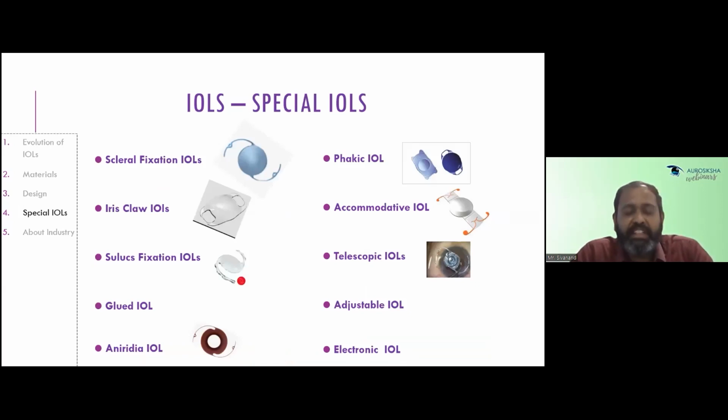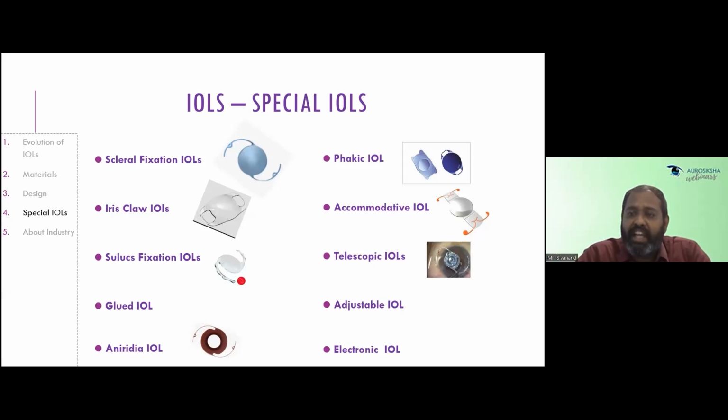And just for information, there are very many types of special IOLs. Scleral fixation lenses are kept when a lens cannot be placed in the bag. There are iris claw lenses, which are clipped on to the iris. Sulcus fixation lenses are placed between the iris and the bag. You have glued IOLs, aniridia IOLs, phakic IOLs. Phakic IOLs are basically refractive IOLs, which actually take away the glasses.